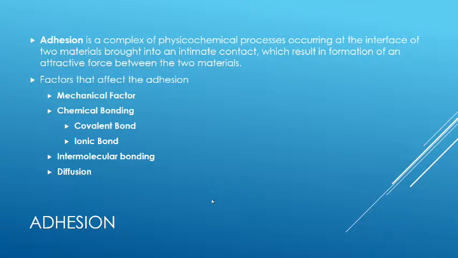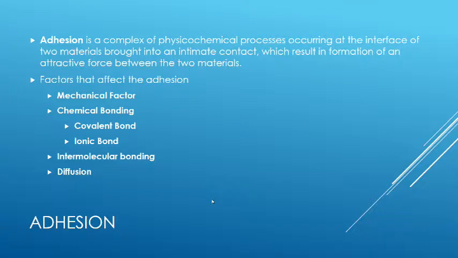For the chemical factor, covalent bonding can be formed between two materials with similar electronegativities. For ionic, it is different from the covalent. An ionic bond can only be formed between two materials with different electronegativity, greater than 1.7. For intermolecular bonding, it consists of hydrogen bonding and also van der Waals forces.